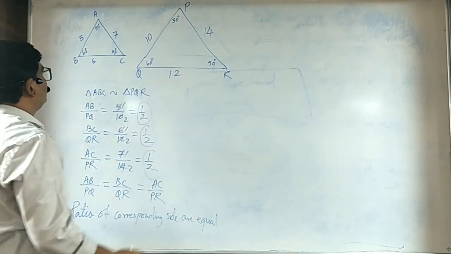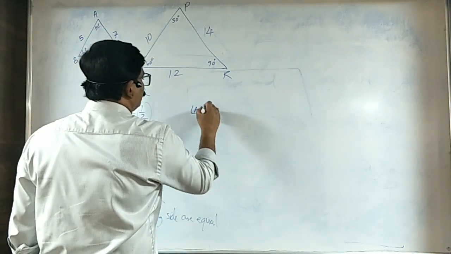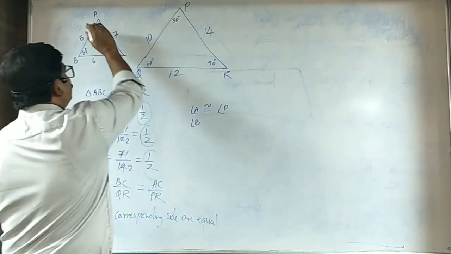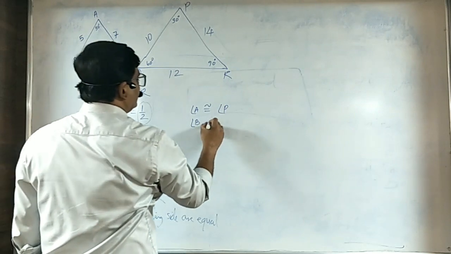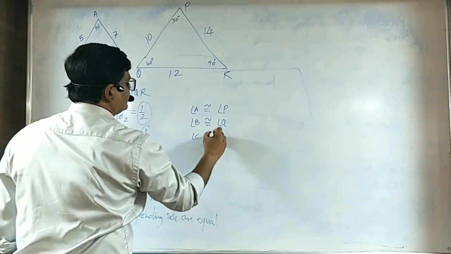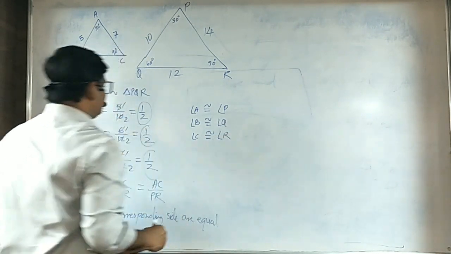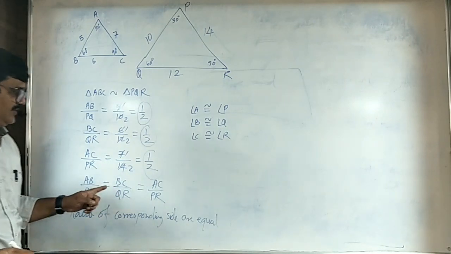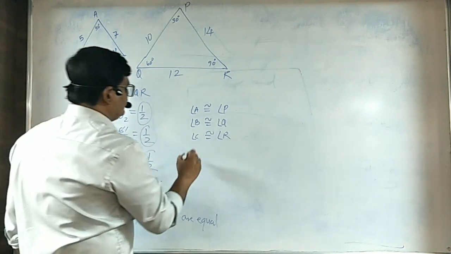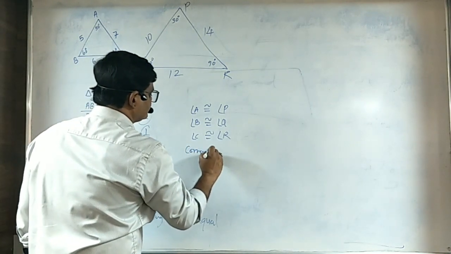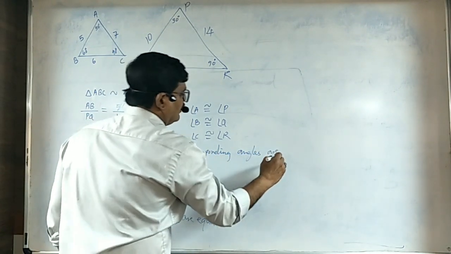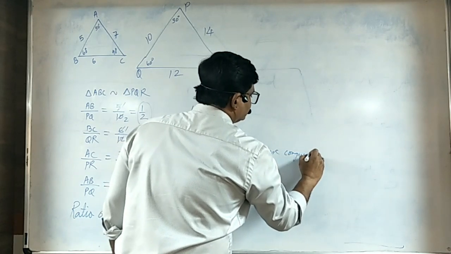So you can make out that angle A is congruent to angle P. A and P are corresponding angles, and B and Q are corresponding angles, and they are congruent. Angle C is congruent to angle R. So if the triangles are similar, the ratio of the corresponding sides is equal and the corresponding angles are congruent. I can write here: corresponding angles are congruent.